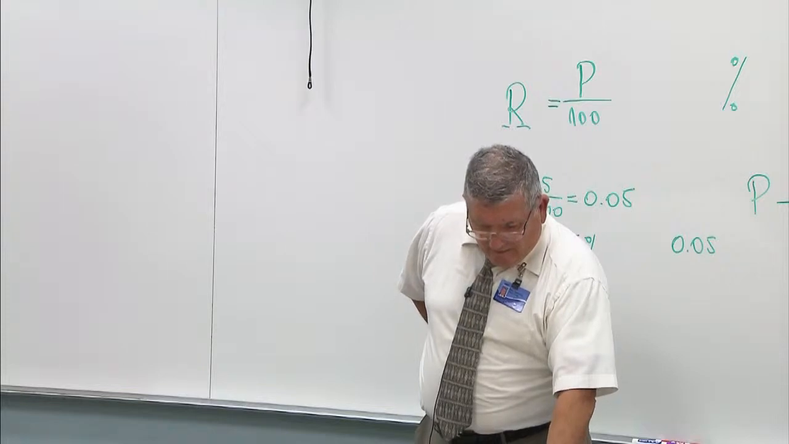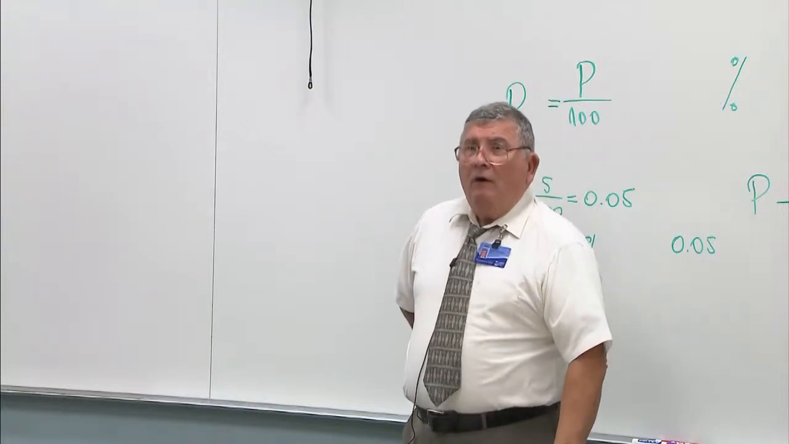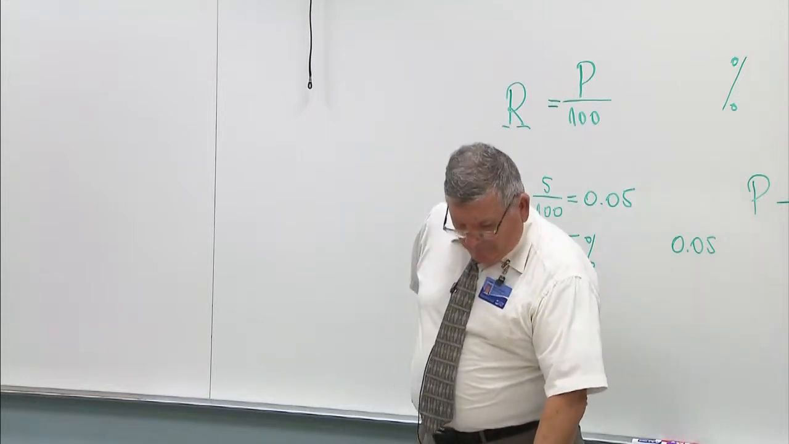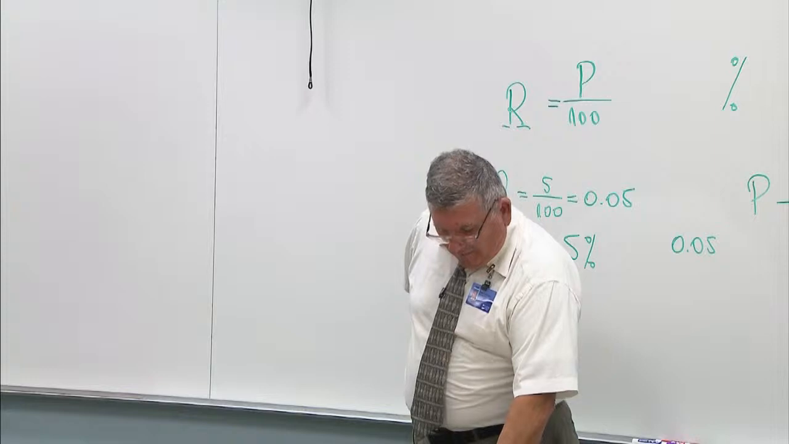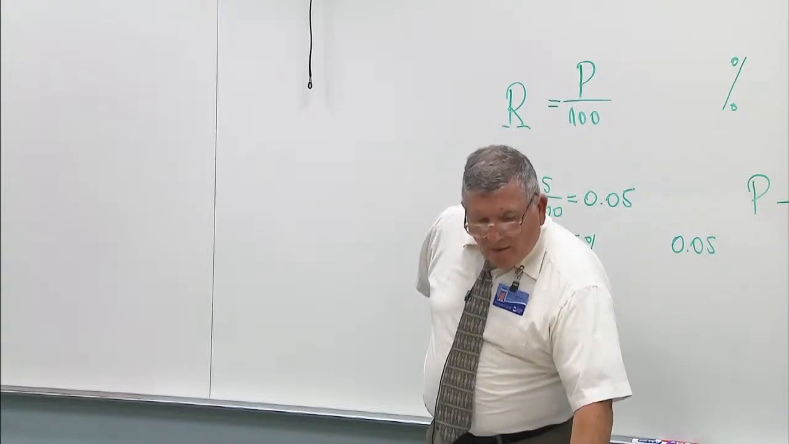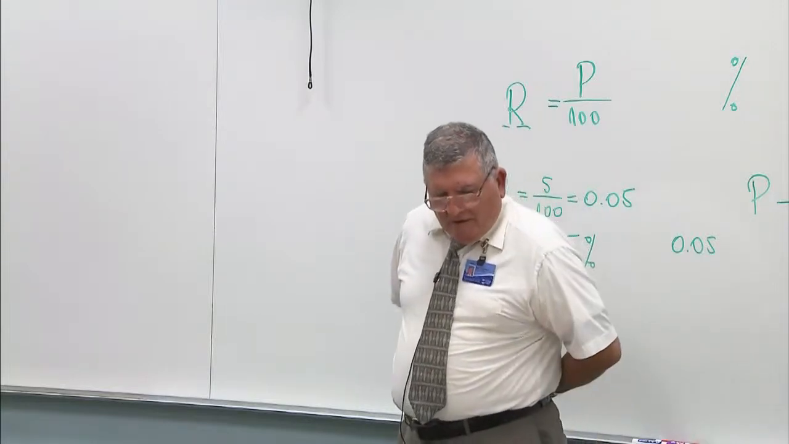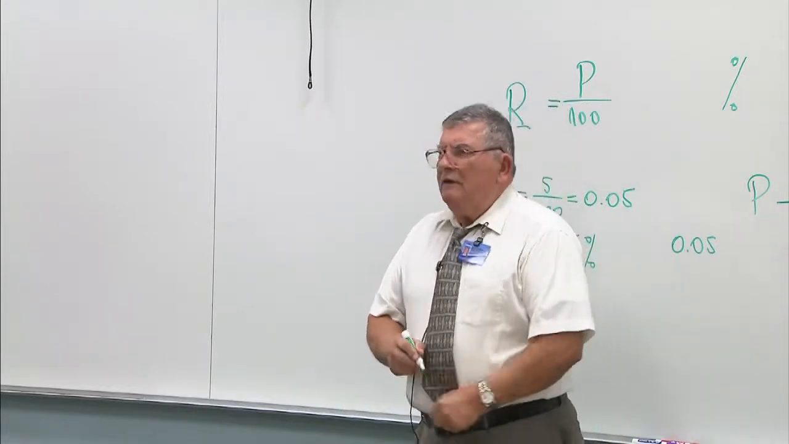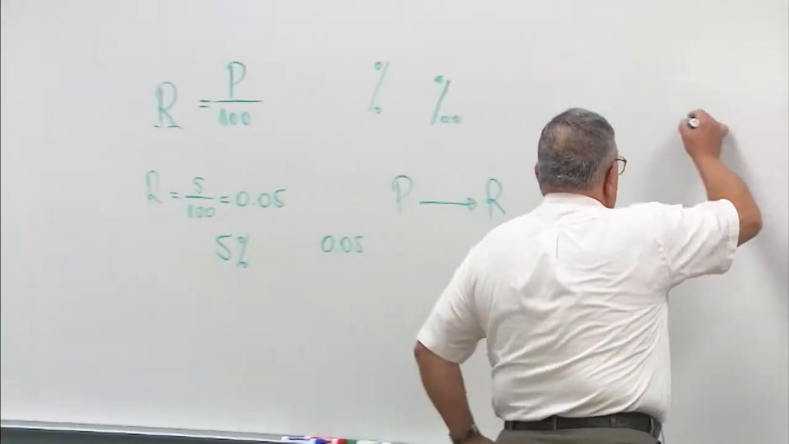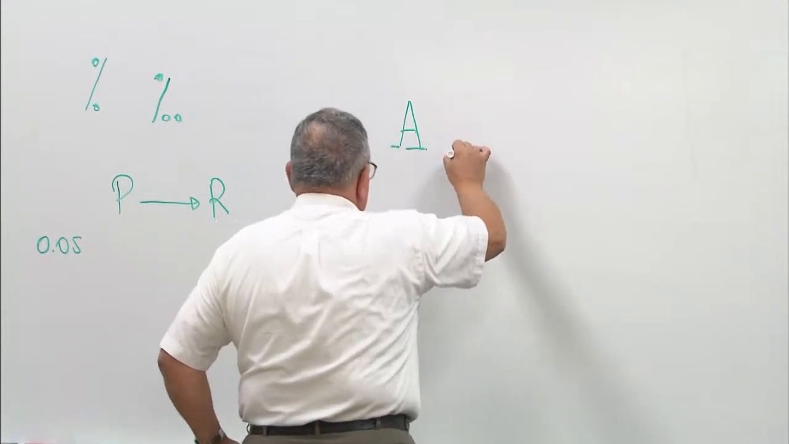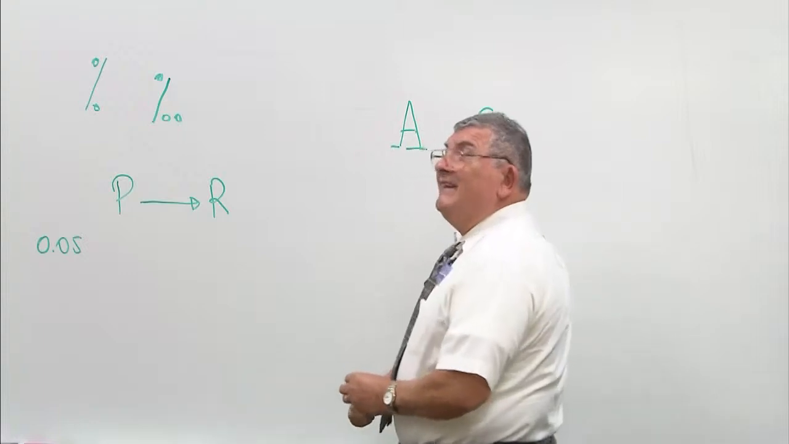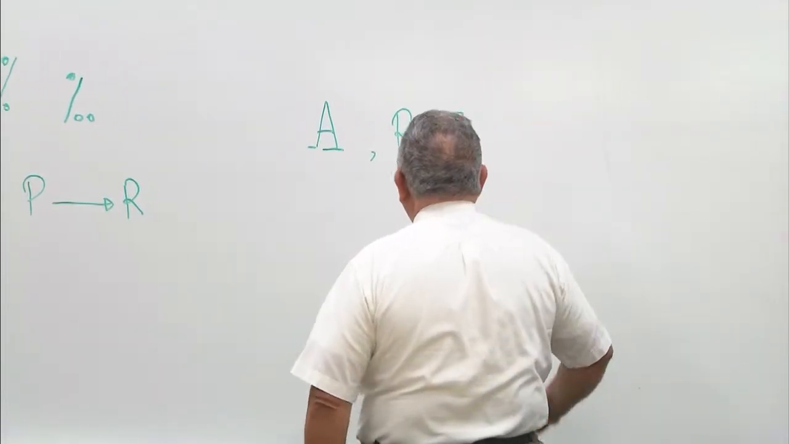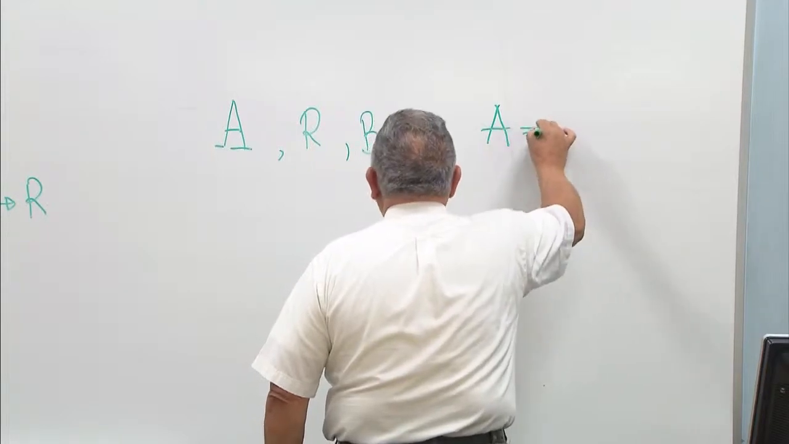Now, is this difference important, or is it only academic? Because if it is only academic, why bother? Now, let's see what's happening to answer this question. Let us try to solve the first basic percent problem. Everybody knows that in working with percentages, we say A is the amount, R is the percent as decimal, and B is the base. And everybody knows that A equals R times B.